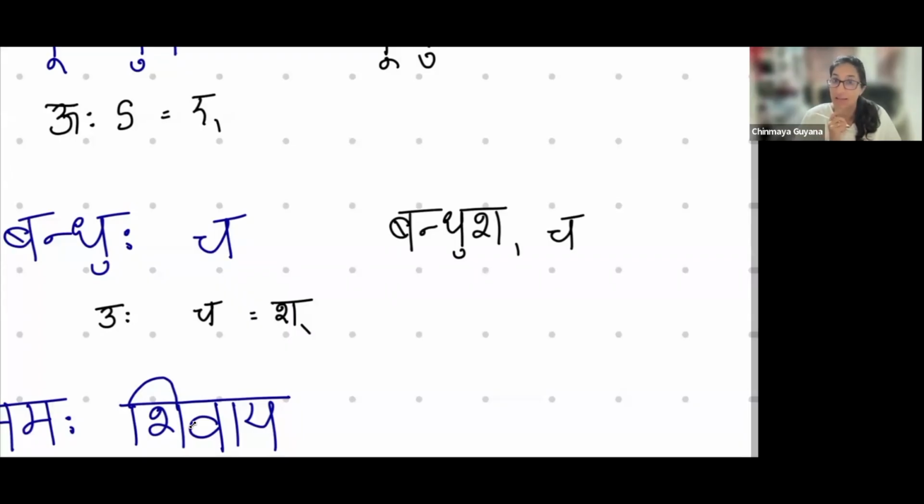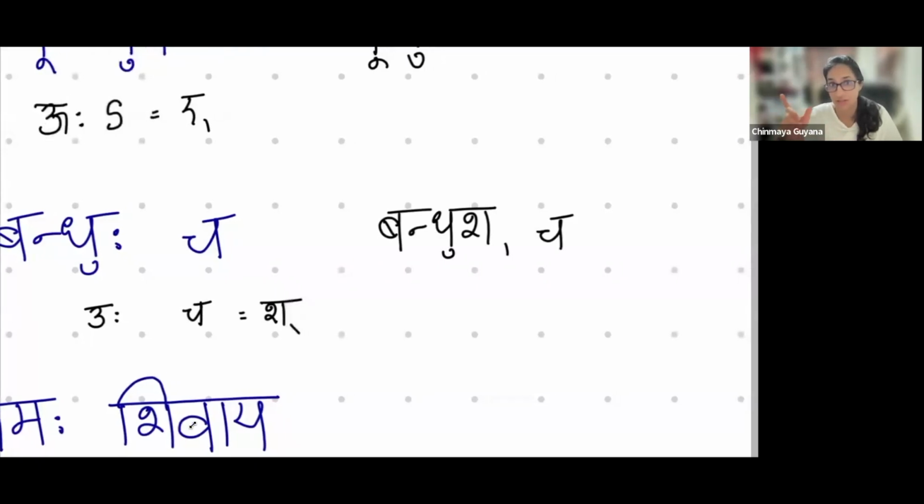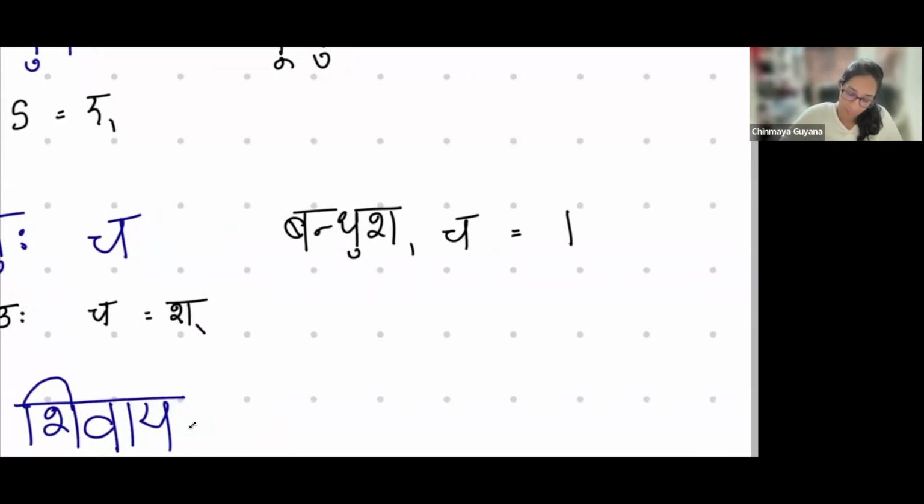Now you have to figure out how to actually write it together. So how do you write shahalant and cha together? It becomes bandhu cha. If you're having problems with the conjuncts, you have to learn the sh because it's super common here. You have to know how to write that together.